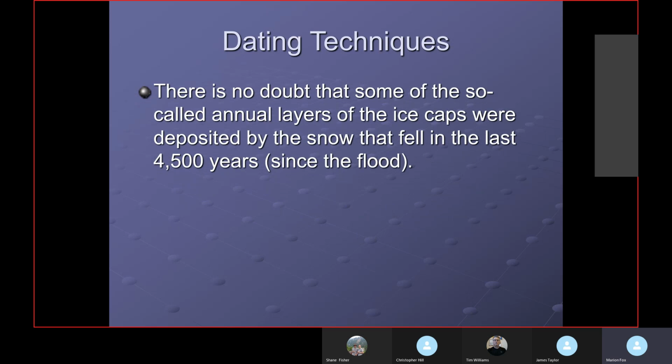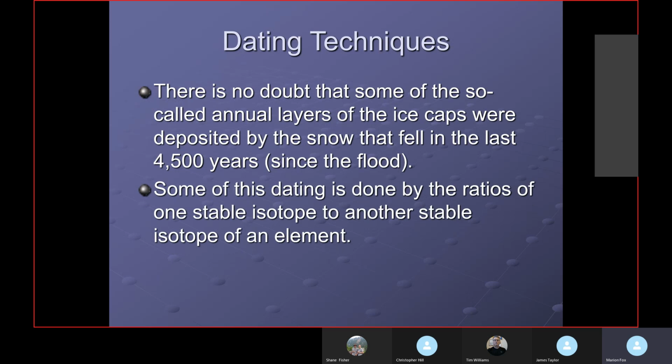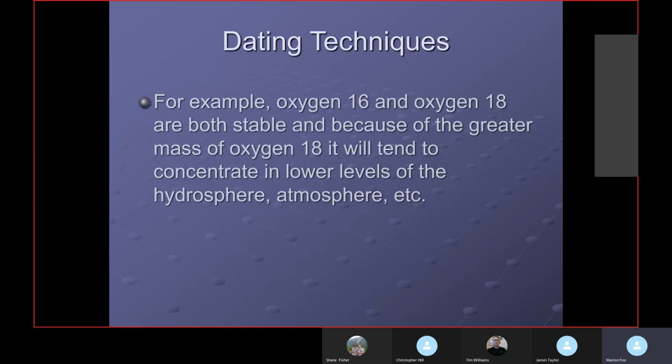No doubt that some of the so-called annual layers were deposited by the snow that fell in the last 400 to 4,500 years since the flood. No doubt about that. But some of this dating is done by the ratios of one isotope, stable isotope, to another of an element, such as oxygen in the air bubbles. So we'll get back to that in just a minute, and also in the ice itself.